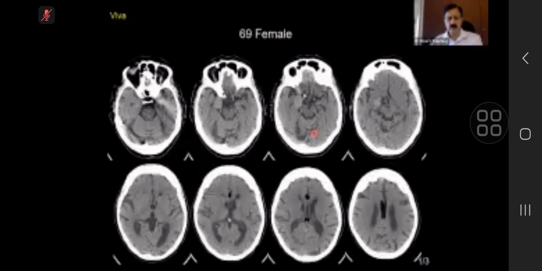Just to make a point, this is a giant aneurysm of the cavernous portion of internal carotid artery. What is the time? Okay, maybe let me crack on. I'll finish with you, and then we'll give you a break.